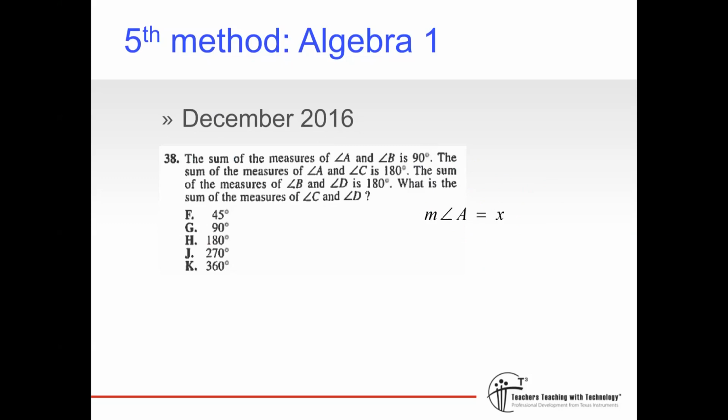Now, if A is X, think about how B would be represented in terms of X. And for some students, that's a stretch. It's a teaching thing we need to do. But for us, hopefully you should see that B is going to be 90 minus X. Okay. C, you should be able to come up with fairly easily in terms of X. So C would be 180 minus X.